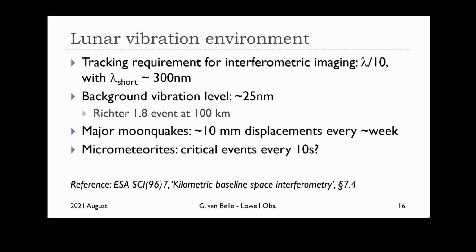You do get major moonquakes apparently about every week. You get millimeter to 10 millimeter scale displacements, but these sorts of things you can probably basically just throw away the data for. Maybe the more critical thing that apparently is in the literature is micrometeorite hits. There's a question on what the rate is, but possibly critical events every 10 seconds. But overall, the quiescent rate does appear to be at the level of what you need for interferometry, which is on the order of a few tens of nanometers. Next slide.